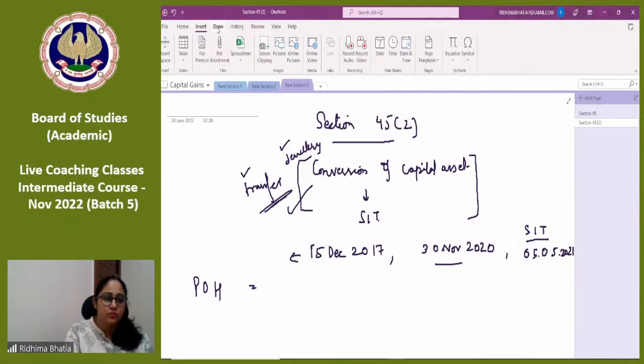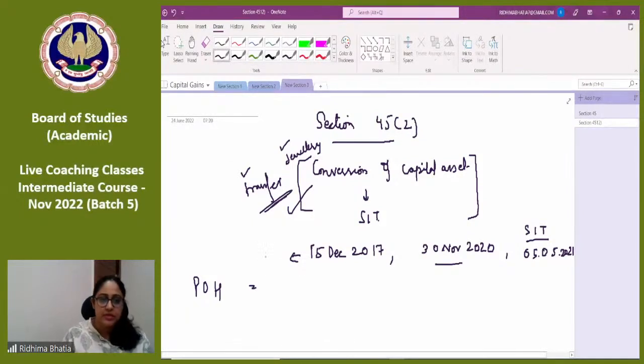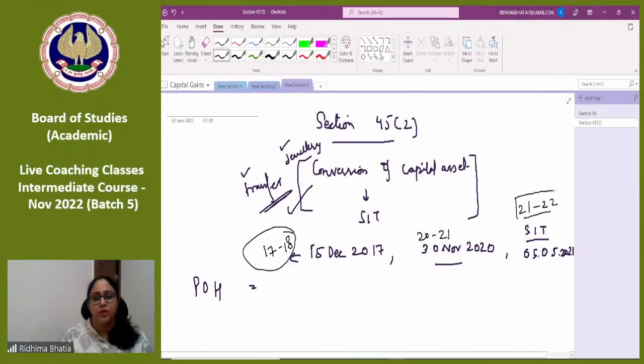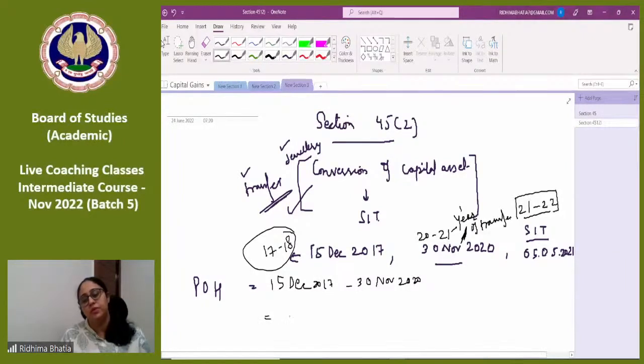My financial year is 17-18. Here my financial year is 2020-21, and here my financial year is 21-22. Transfer happened in which year? When the conversion happened. So my year of transfer is 2020-2021. Clear? Yes. So the period of holding would be from 15 December 2017 to 30th of November 2020. Is it long term or short term?